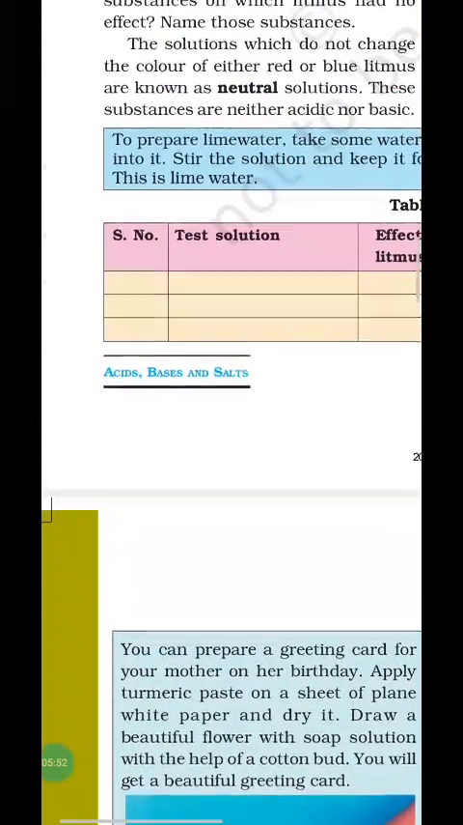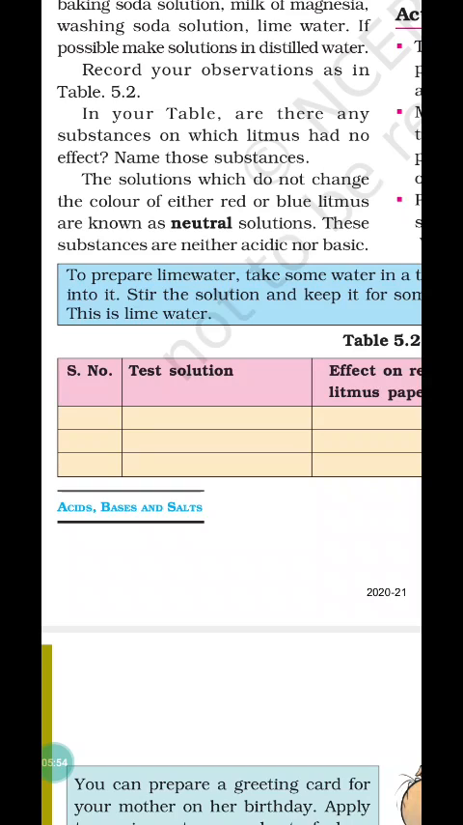And there is a substance which doesn't give any change in acids or bases. They are called neutral solutions. The solutions which do not change the color of either red or blue litmus paper. They do not show the properties of acids or bases. They are neither acidic nor basic. Example, distilled water. That's all today.